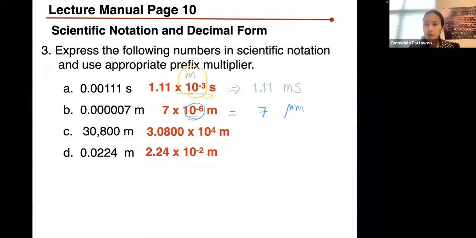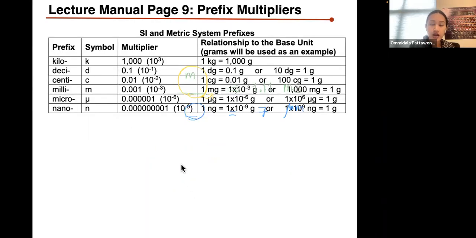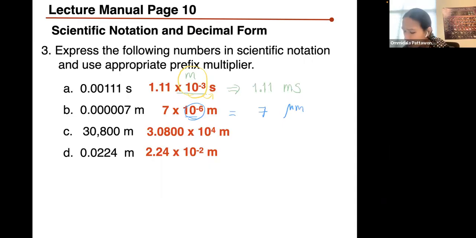Now, what about 10 to the 4? If you go all the way to the next page, page 9 here, you don't see any 10 to positive 4, right? So it is maxed out at 10 to positive 3 on this list. So in this case, you need to adjust this scientific notation a little bit so that you can report with the appropriate prefix. Because 10 to positive 4 does not exist, I'm going to make this notation the same as what is listed in the prefix multiplier list.